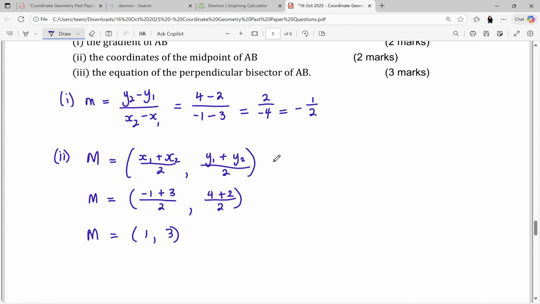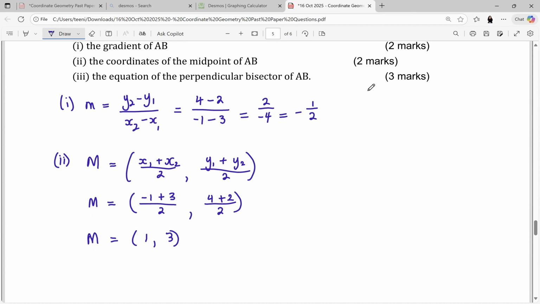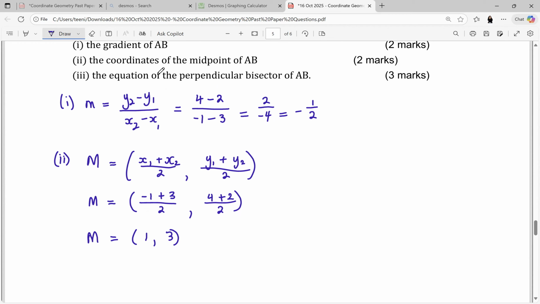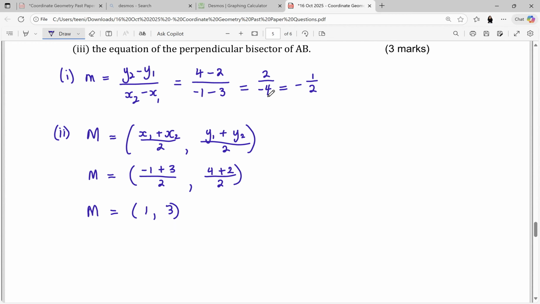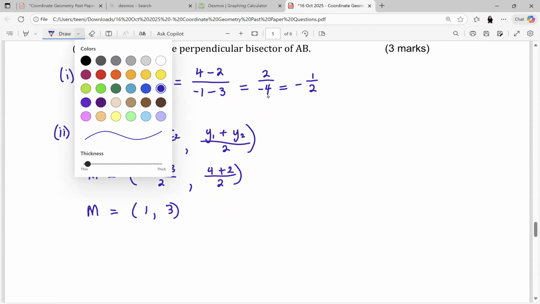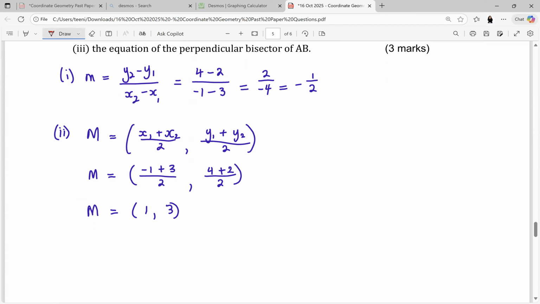Now the last question, which is worth 3 marks, wants us to find the equation of the perpendicular bisector of AB. So there are two things that you have to recall here. One is the perpendicular bisector of AB.